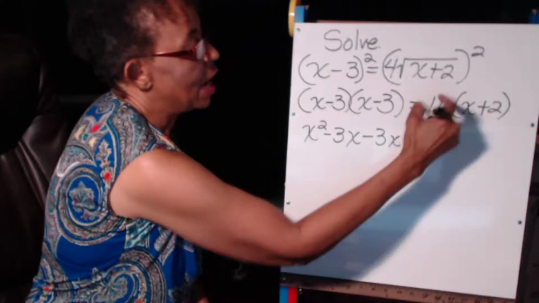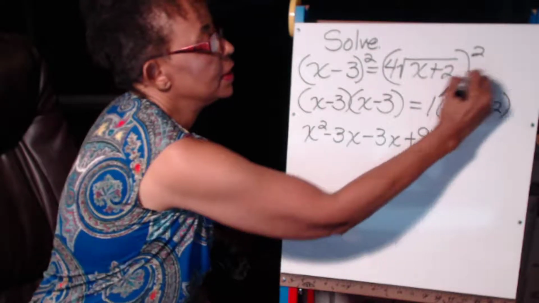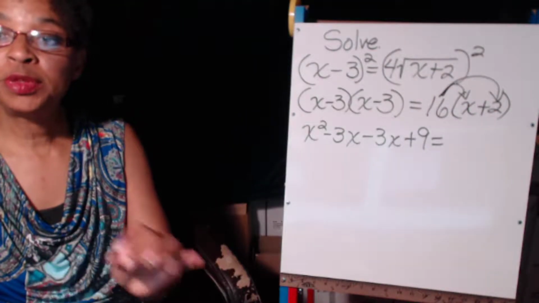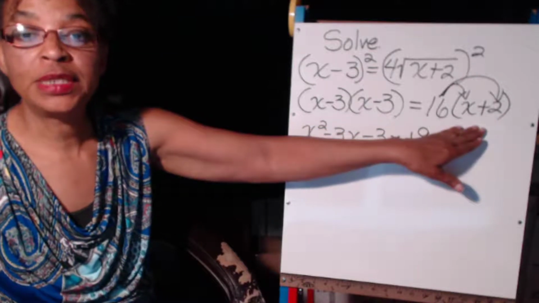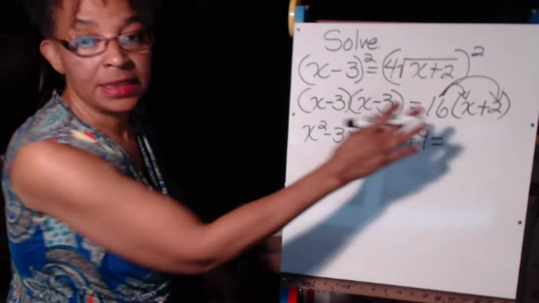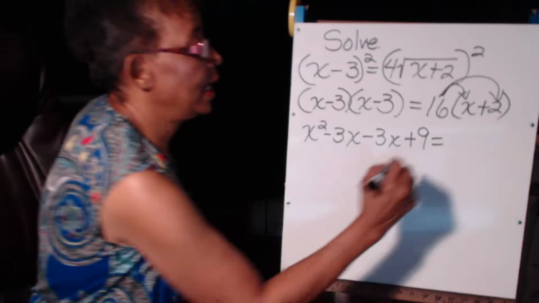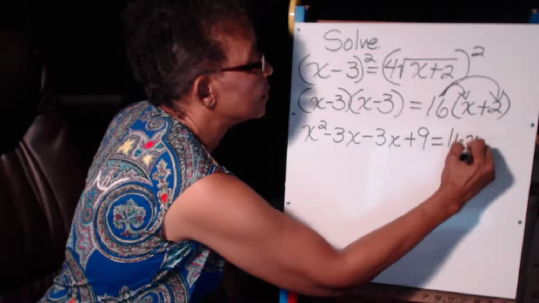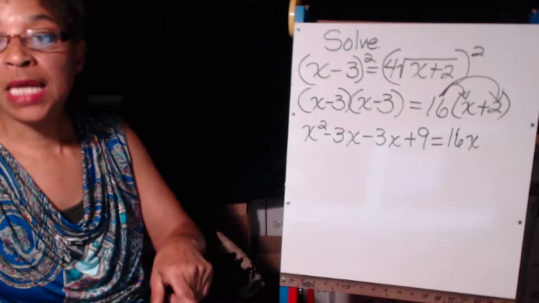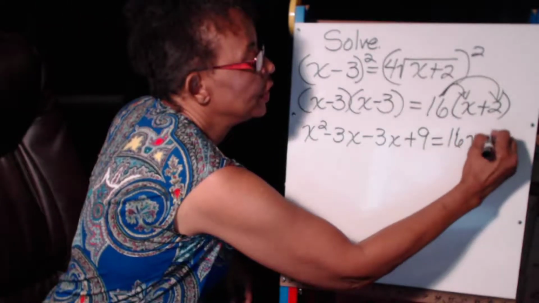Now I'm going to distribute the 16 through both terms inside the parentheses. 16 times x is 16x. 16 times 2 is positive 32.